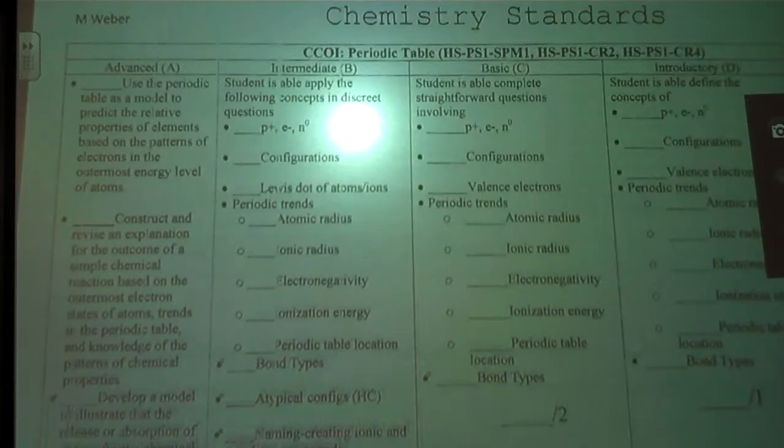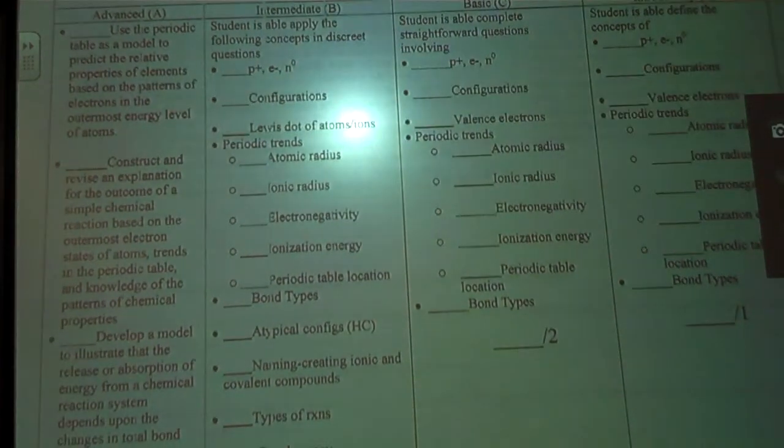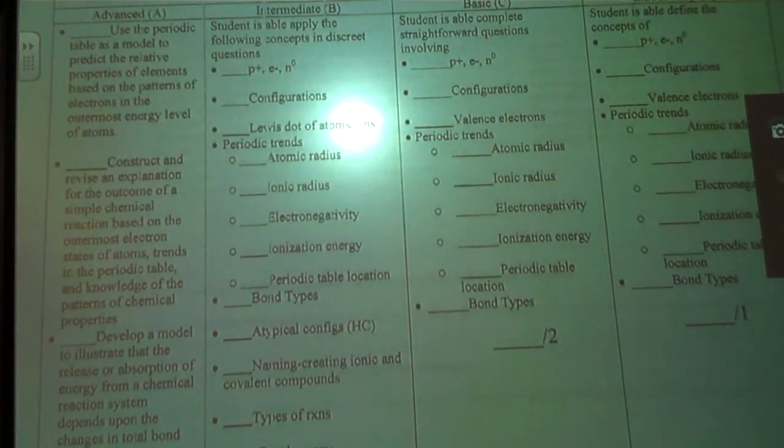Then when test time rolls around, I generally organize my tests like this, in the sense that the test will get more difficult as it goes. The introductory section will have just definitions, basic ideas. The basic section will have straightforward questions. The intermediate section will have the concepts in discrete questions. Granted, they will be more difficult than those in the basic section for obvious reasons. And then the top section will be the advanced section. These will be your application questions.